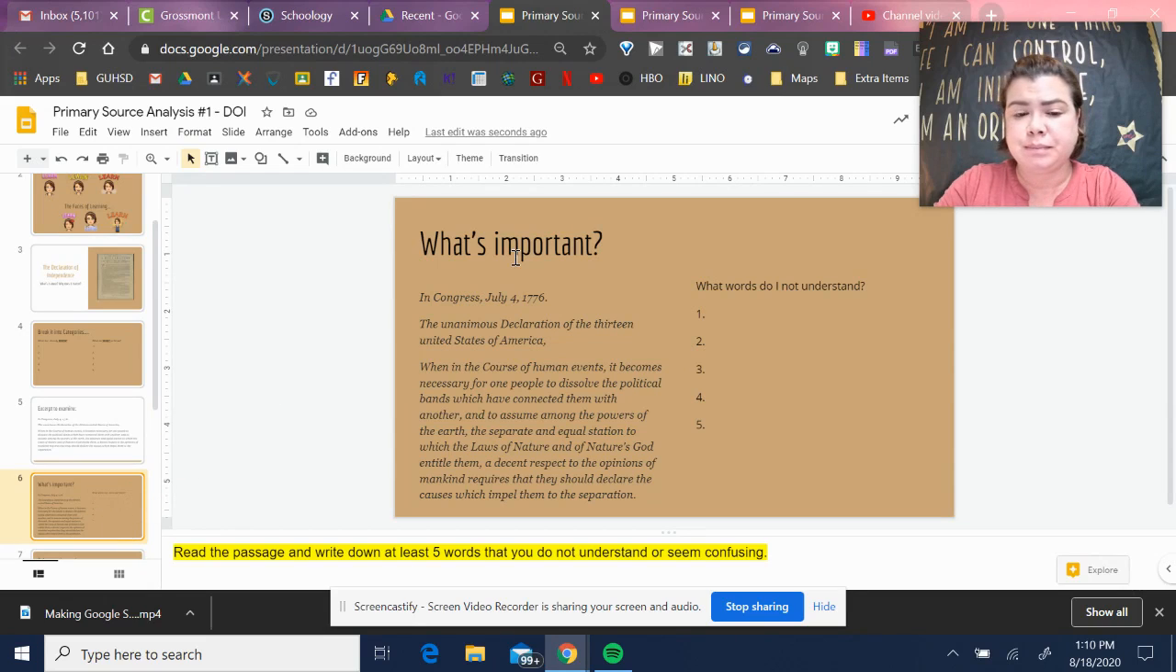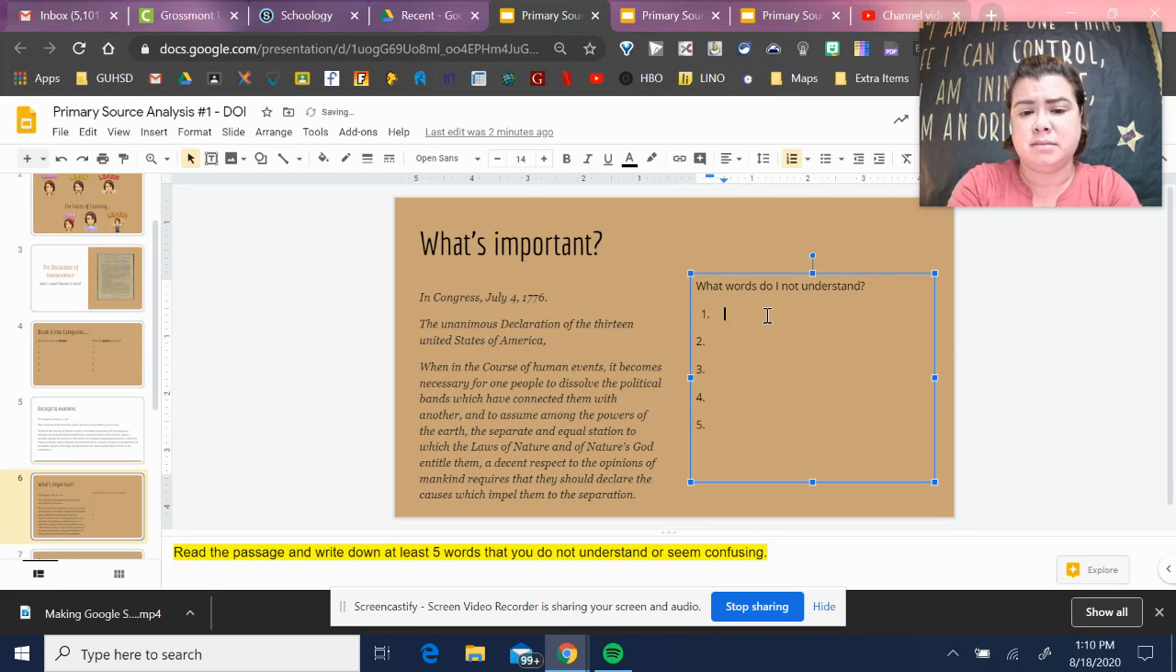What are words you don't understand? Okay, so one of the first things I would do when I go through this is I'll read this and say, oh, okay, I'm not really sure what human events means. I don't really know. Okay, two, I'm going through here. Political bands. What are political bands? The laws of nature. What are the laws of nature?